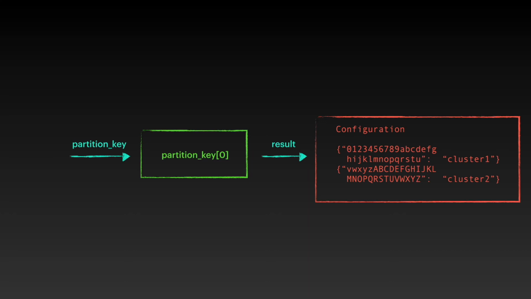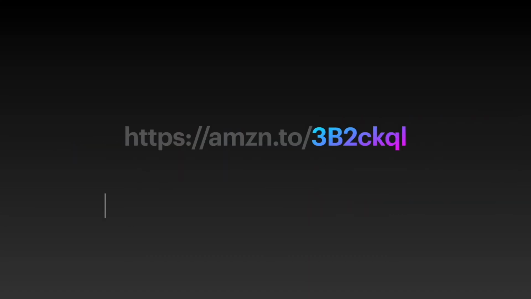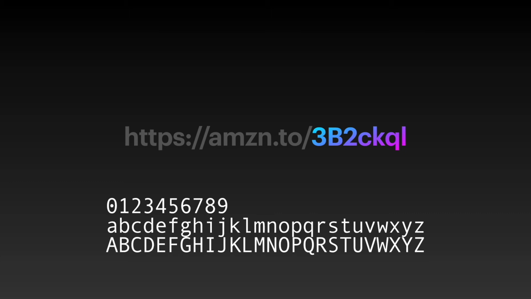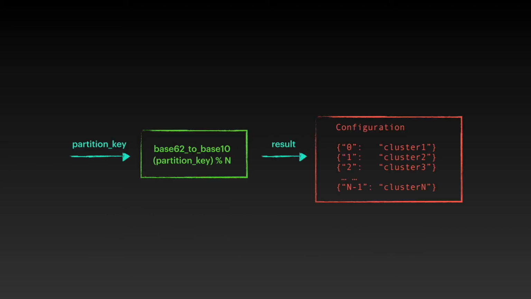Let's take another method. If you notice a pattern of the short URL ID, it contains 7 characters. Each character can be either a number, a lowercase alphabet, or an uppercase alphabet, with a total of 62 different characters. This is actually a base 62 representation of a number, so we can use a hash function to transform the base 62 number to base 10, then take the modulus by the number of clusters. You'll get a more granular way of distributing the traffic evenly. As the short URL ID is generated randomly, it will be distributed evenly this way.